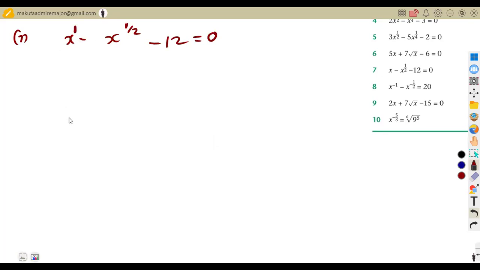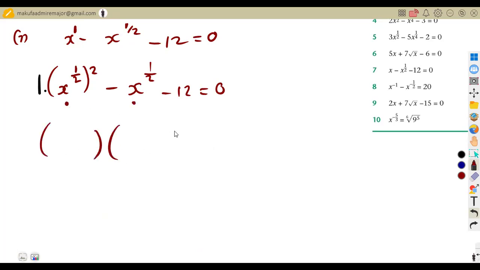Like I said, it's the same as x to the exponent of 1. So in terms of the exponent of a half, it means we're going to have x to the exponent of a half, to the exponent of 2, minus x to the exponent of a half, minus 12 is equal to 0. So like I said, this one I'm just going to solve directly. I'm not going to introduce the K method, but you can use the K method.